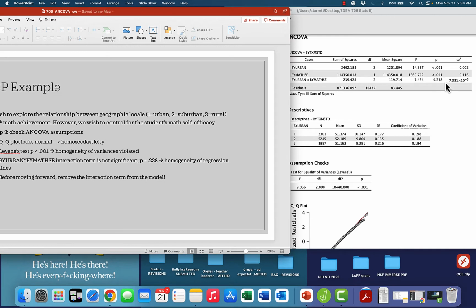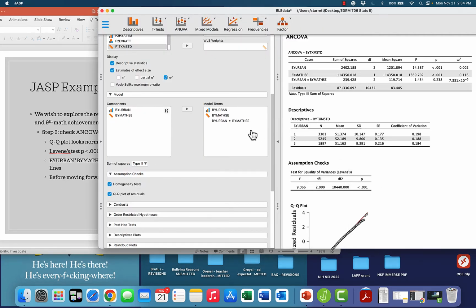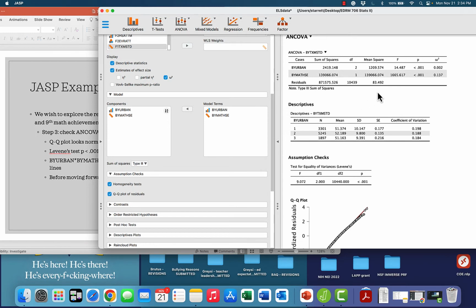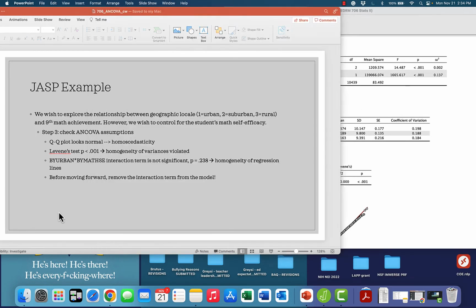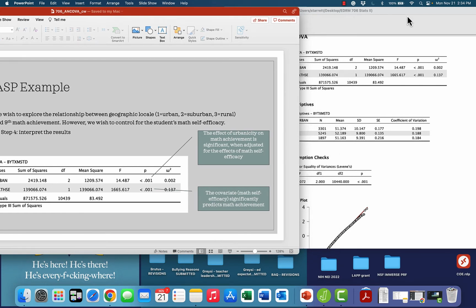Had this been significant, we would have had a pretty big problem, and we really would have a hard time justifying moving forward with the ANCOVA. All right, now this is important. Before we move forward, let's make sure we remove that interaction term. So I'm going to go back down here to the interaction term and remove it from the model. And you see that everything recalculates, and now in our ANCOVA table, that interaction term is not there. All right, let's take a look at our results.